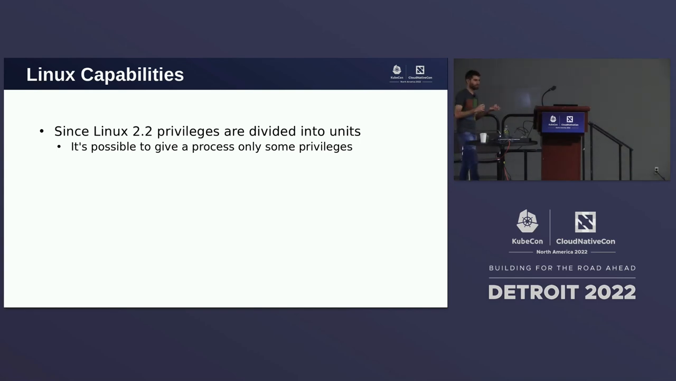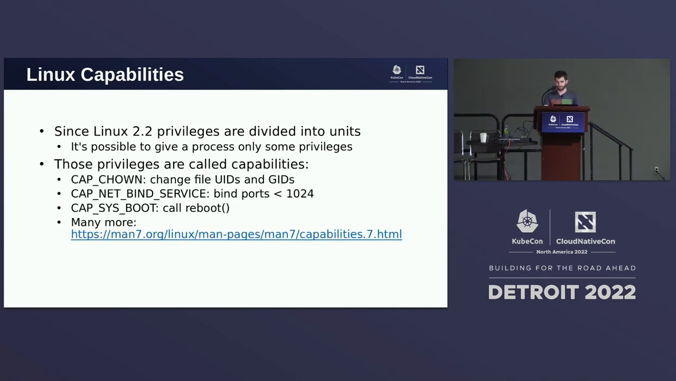So the idea there is if a privileged process is compromised, it is only able to do some things on the system. For instance, if a process needs to change the owner of a file, it has to be running with this chown capability. If it has to bind to a port lower than 1024, it has to have this net bind service capability and so on. So the idea is to limit the capabilities that a root process has. Of course, the list of capabilities in Linux is very long, and some new ones are added in the different releases of the kernel.